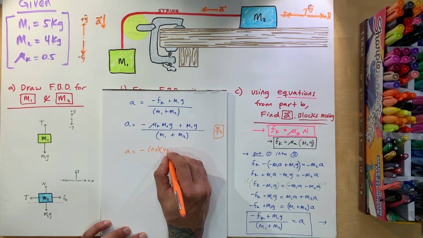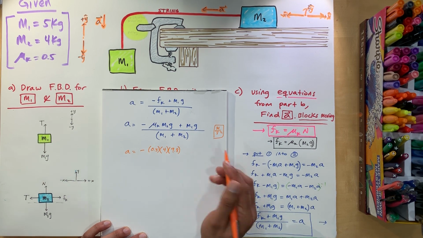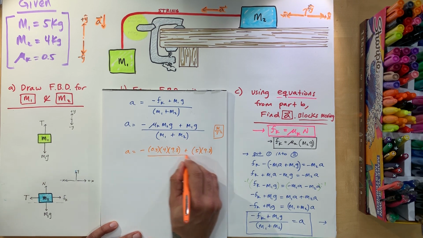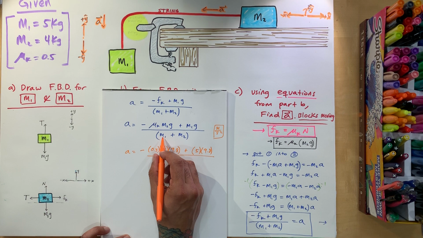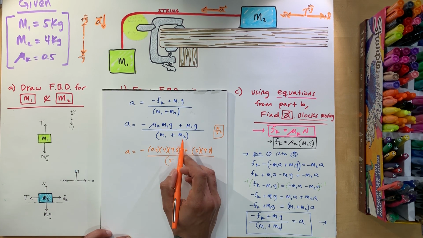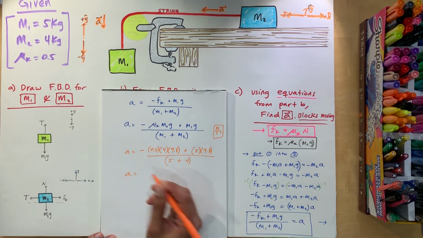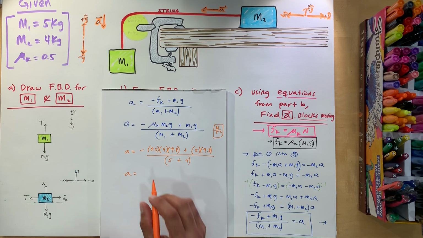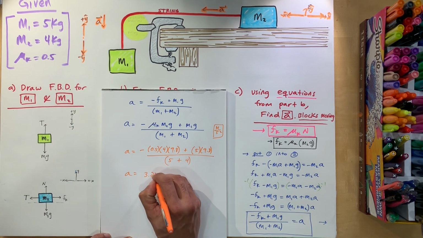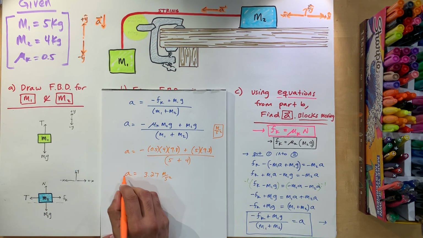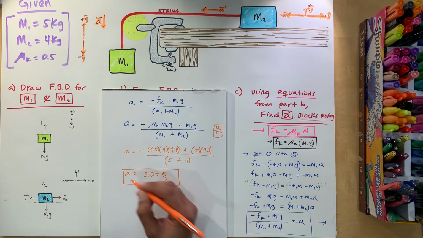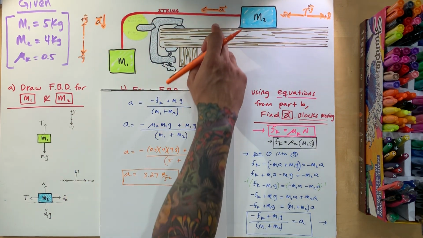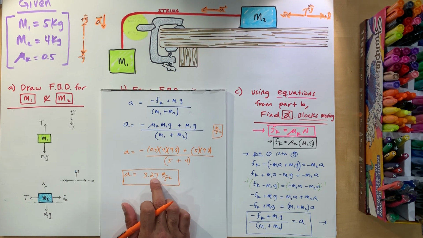So anyway, we got M2, which is 4. Gravity, which is 9.8, plus M1, which is 5, and gravity, which is 9.8, right? This is 5, 9.8. Then on the bottom, we got M1, which is 5 kilograms, plus M2, which is 4 kilograms. All right, so put that in your calculator, and we got 3.27 meters per second squared. All right, this is the acceleration happening when this box slides to the left, this box slides down. The acceleration is 3.27.